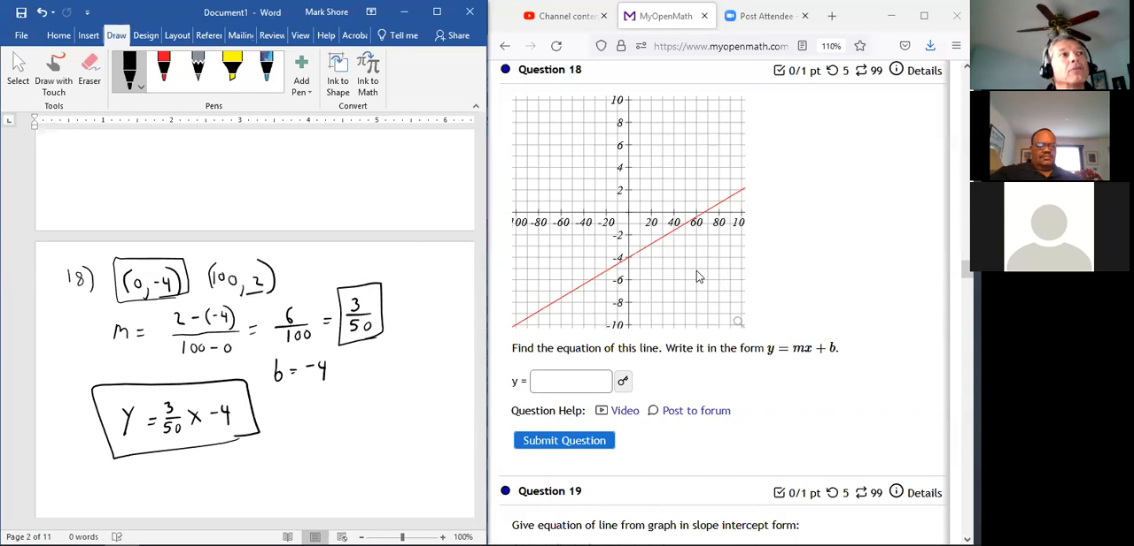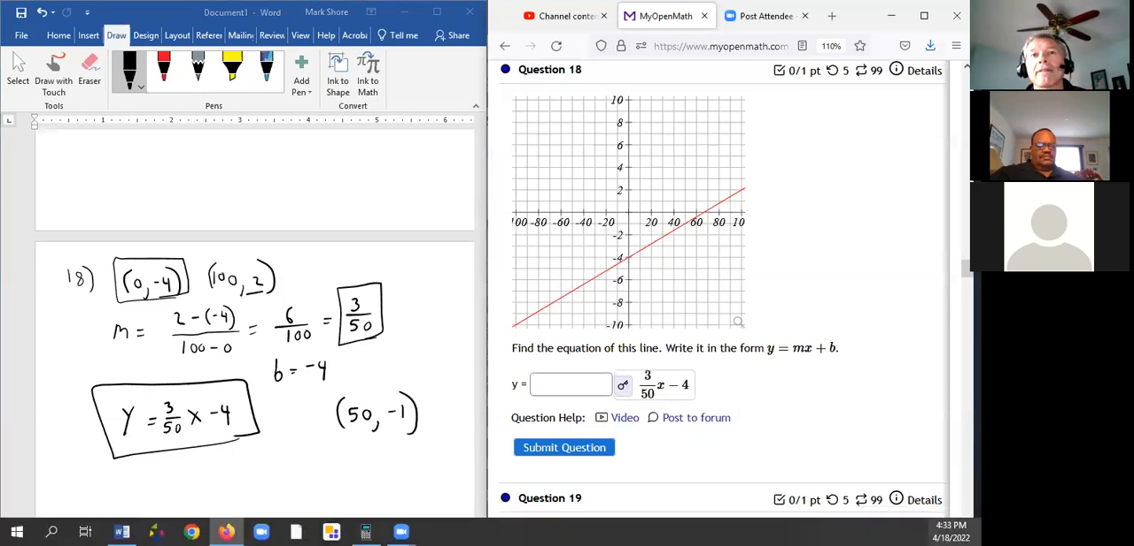It works. Or if you check this one, put 0 in for x. 3/50 times 0 is 0, and 0 minus 4 is -4. Even that point right here that I didn't use, (50, -1), you can check and see if it is on this line. If I put 50 in for x, 50 over 50 is 1, 1 times 3 is 3, and 3 minus 4 is -1. That's it. So that's the equation that you would type in, and you can see it right there.